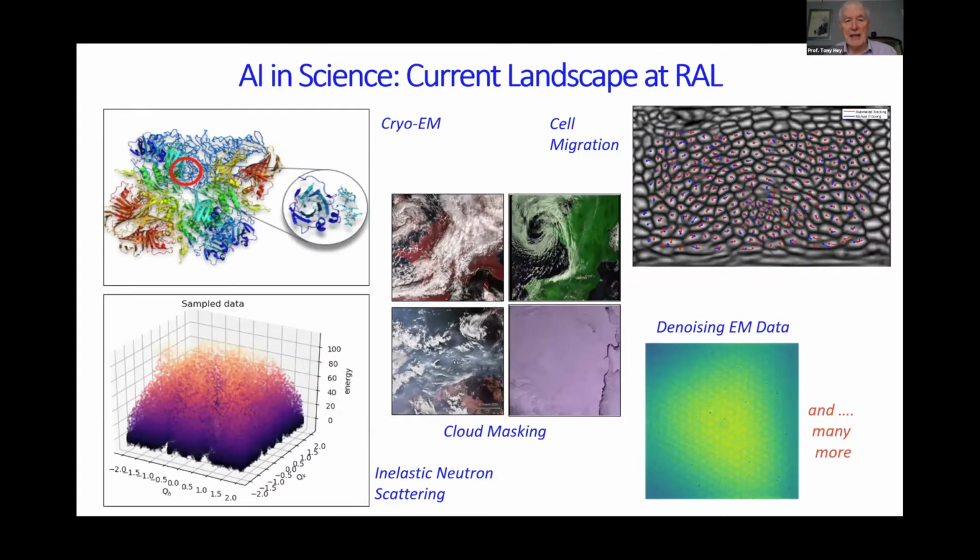So in the science landscape, we've looked at cryo-electron microscopy, neutron data, and analysis of satellites and clouds. It's called cloud masking. We've also looked at the way that cells migrate, cell migration when you generate new cells, and then in improving the experimental data, you can use denoising techniques to make the data better. So you can get better results by using modern machine learning and deep learning techniques.